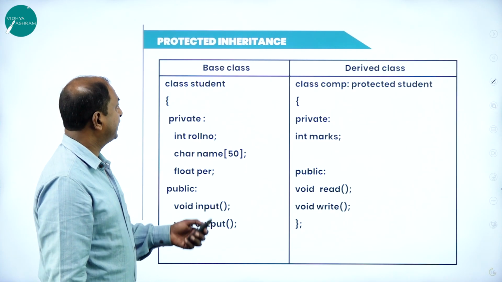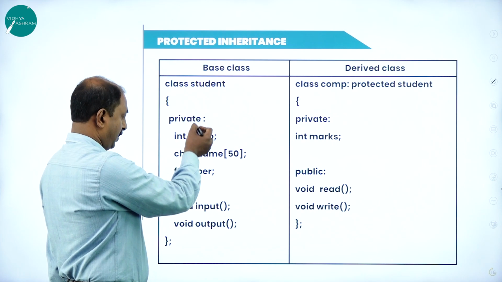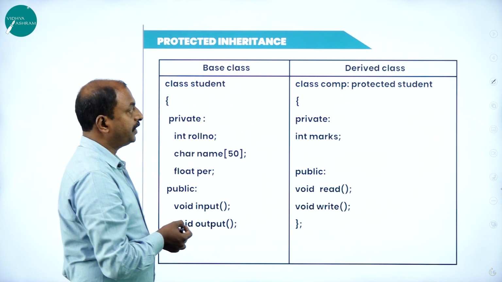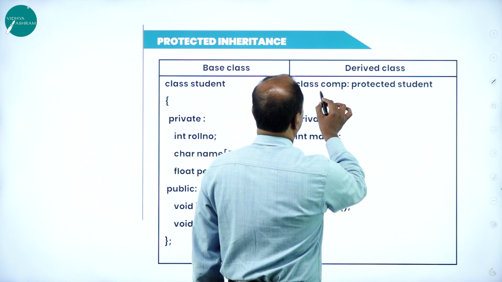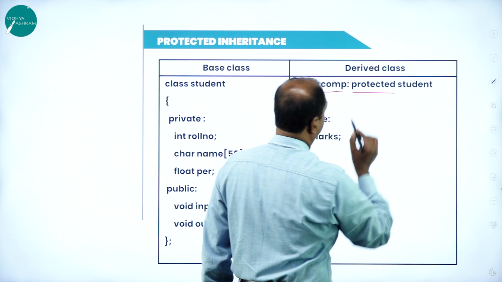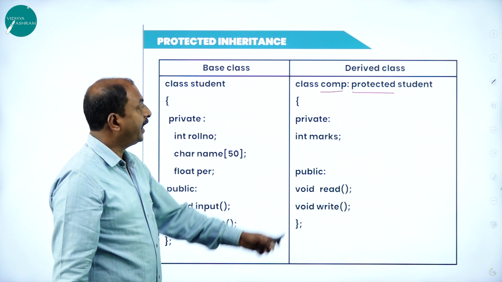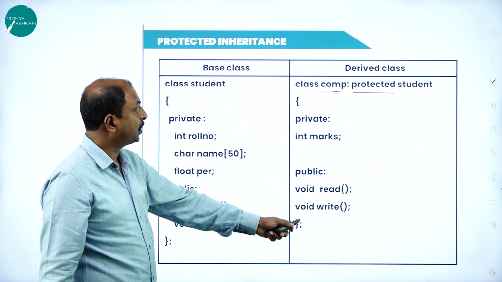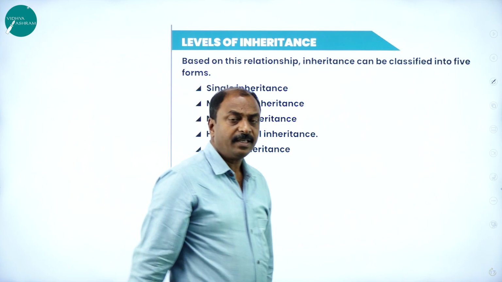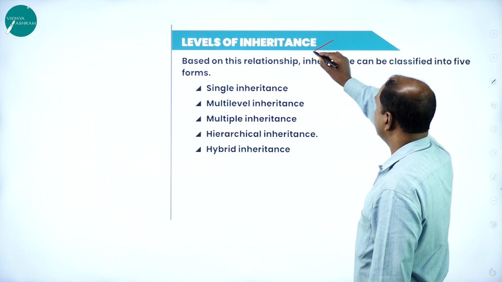Now, the example is almost similar to this. Class student, these are the data members and member functions of a class. And here, we can make out that COMP is a derived class and visibility mode is protected. Or we can say this is protected inheritance. And these are all the members of derived class COMP. In the next slide, we will see another concept, levels of inheritance.